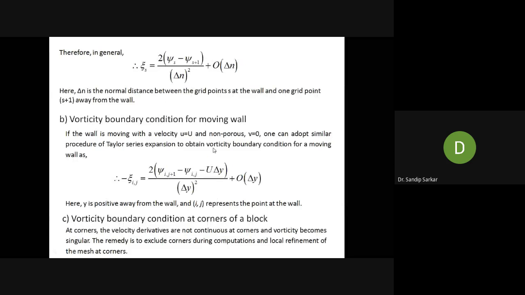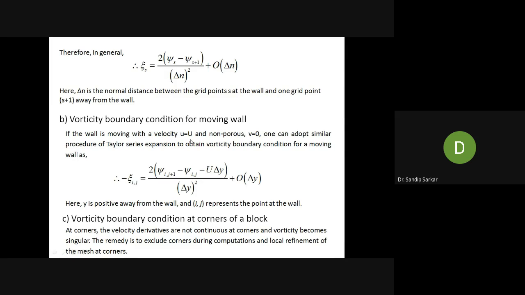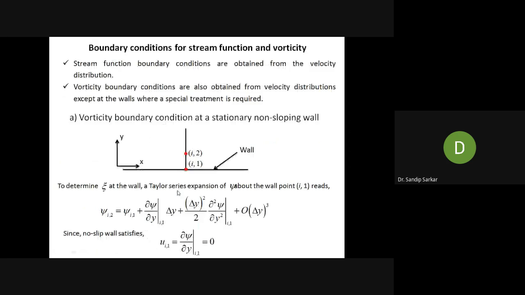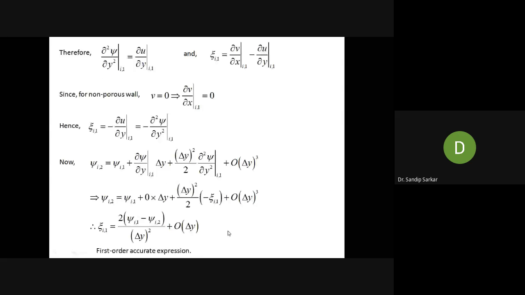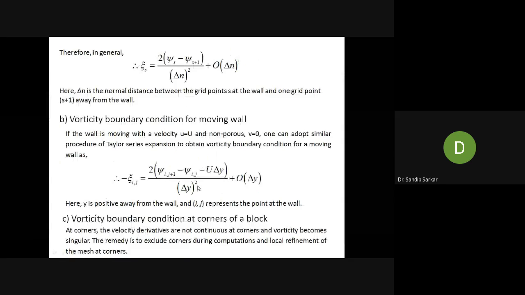So now you may have a situation where the wall is not stationary, it is moving with a velocity u. Then what will be the value of vorticity at the wall? In that case, if we perform a similar kind of analysis, I think that this should be left as an exercise.